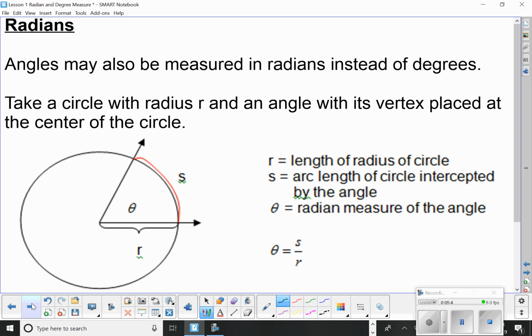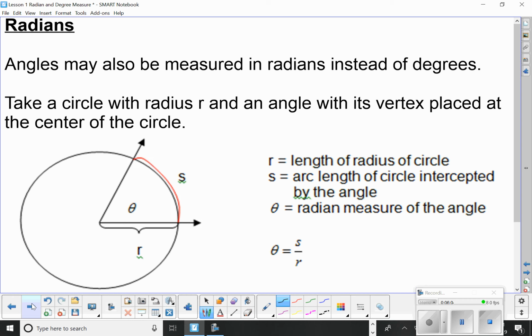Angles may be measured in radians instead of degrees. It's like saying I can measure a trip in miles or kilometers. Right now, you guys are more comfortable with degrees and used to degrees. Eventually, there are certain operations where radians will make so much more sense. I know, not right at first, but eventually.